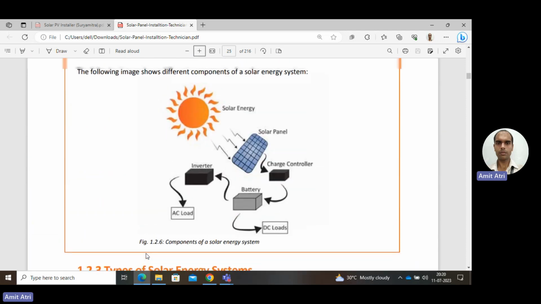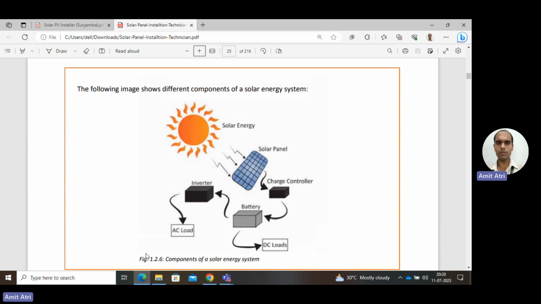So here in the diagram, the same type of energy conversion and the components used are shown. From solar energy to solar panel to charge controller to battery. From the battery, two paths are shown. First one is to the DC load. Next one is through an inverter and then to an AC load. This means if the load is DC, we don't need any inverter; directly we can connect it to the battery. Whereas if the load is AC, then we do need an inverter.